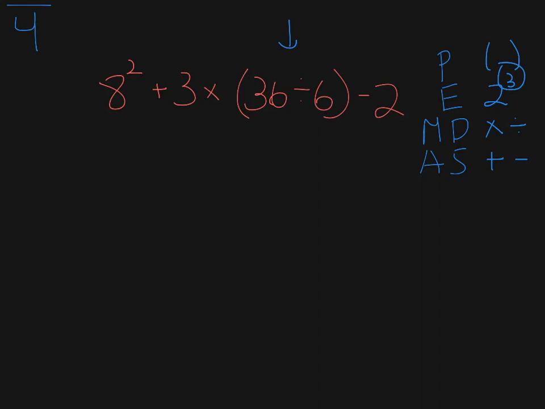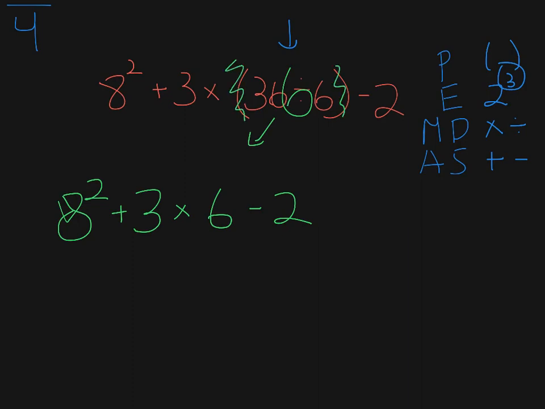So what I like to do is rewrite the whole entire math problem. Here's the 8 squared plus 3 times 6, because we know that the parentheses is going to lead us to the answer of 6, because 36 divided by 6 is 6. And then after I have my answer of 6, I drop the parentheses. So I have my parentheses done. The next one is exponents, and I do have an exponent.